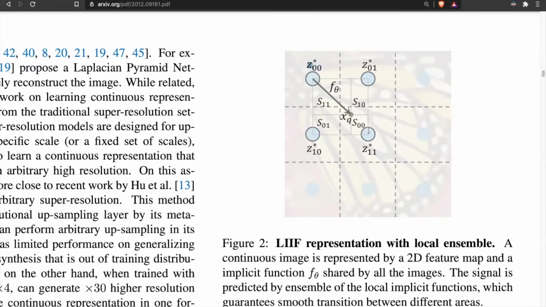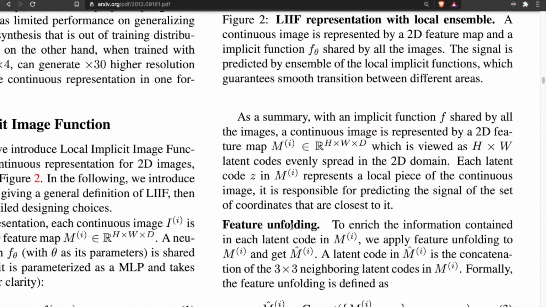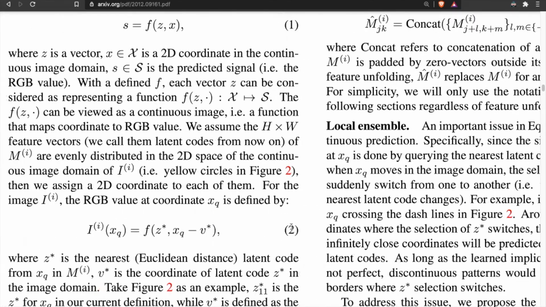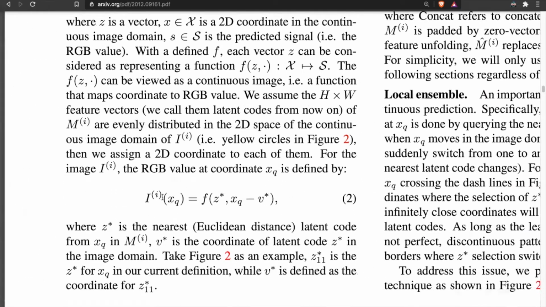So we can take the closest feature vector, in this case z11, and then we put it into the implicit function f, and we also pass the coordinate of this pixel to the function f, and then we get our signal. So that's the simplest way to construct an image like that they present.